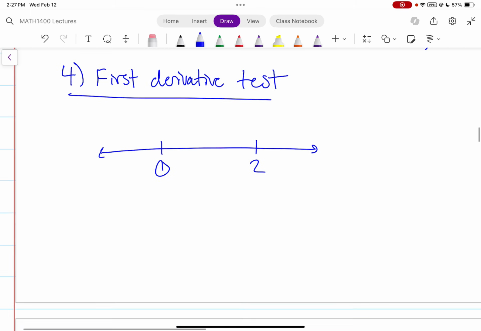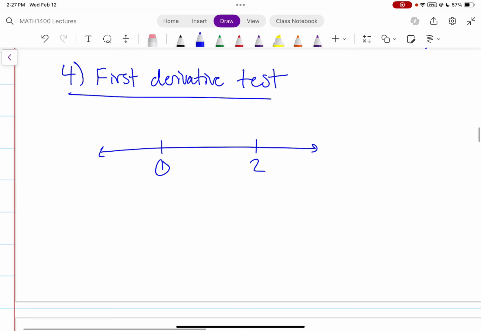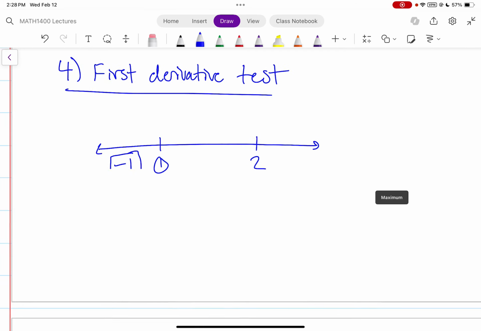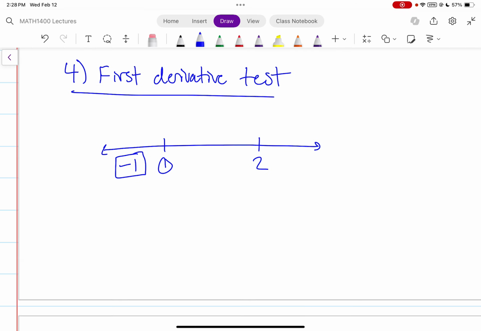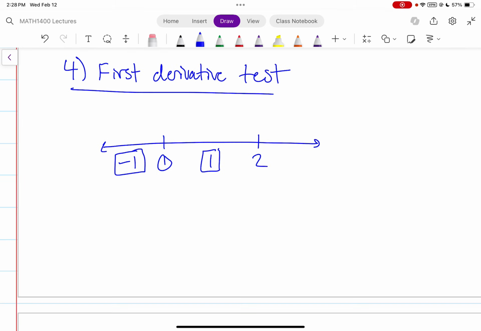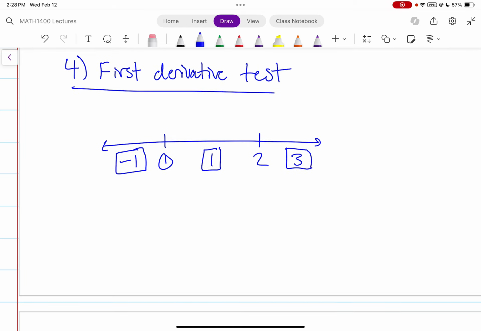And then in each of these spaces, to the left of 0, I'm just going to pick a number. I'm going to go with -1, a pretty simple number, easy to work with. And then I'm going to pick a number between 0 and 2. So I'll just go with 1. And then a number to the right of 2. So I'll pick 3. And I'm going to put a box around it.